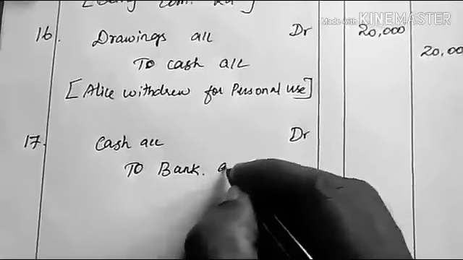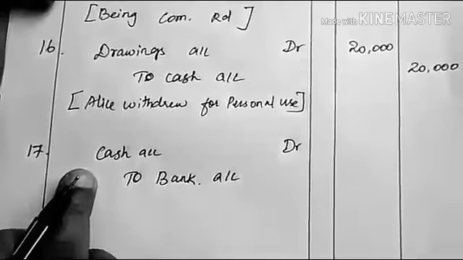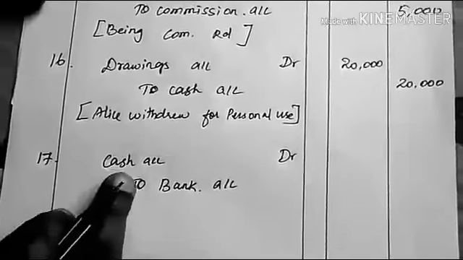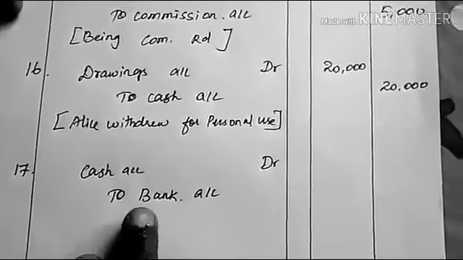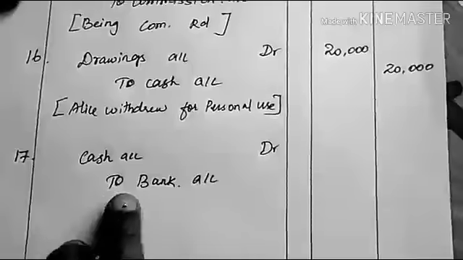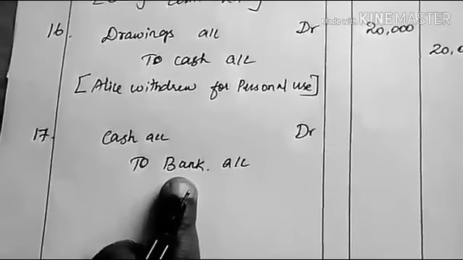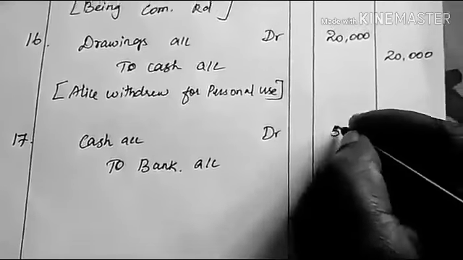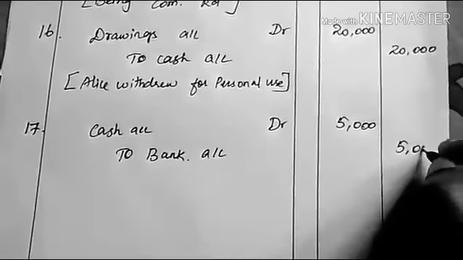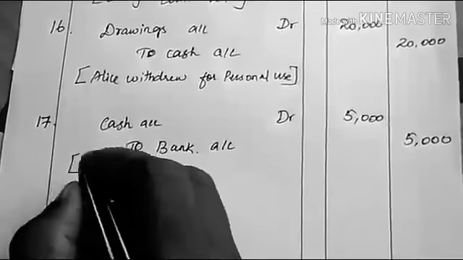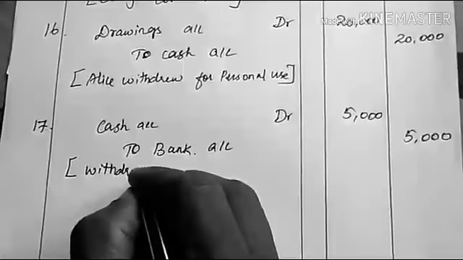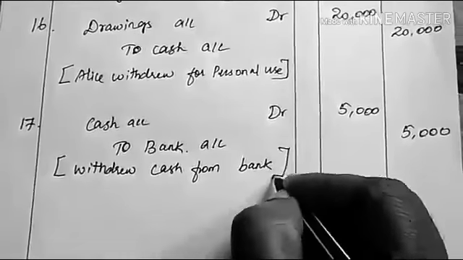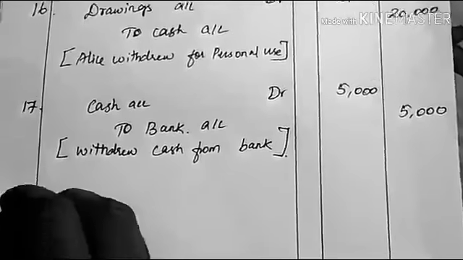Because you are withdrawing amount from bank, no. So when you withdraw amount from bank for official purpose, what comes in? Cash comes in. So real account rule is debit what comes in, cash comes in. Who is the giver? Banker is the giver. So to bank. Personal account rule is debit the receiver, credit the giver. Banker is giver, no. So just credit bank account. How much? 5,000. Narration: withdrew cash from bank for official purpose. Then next transaction.